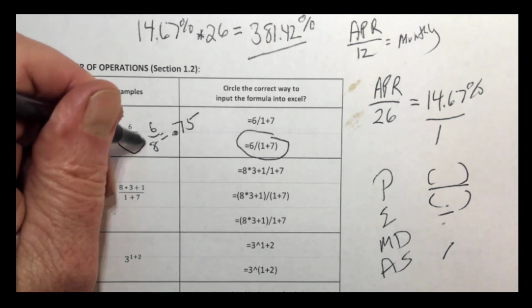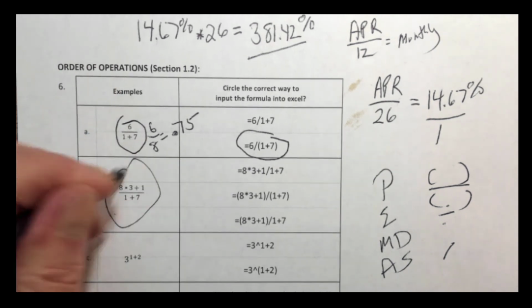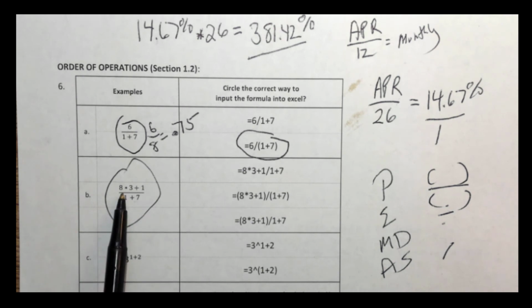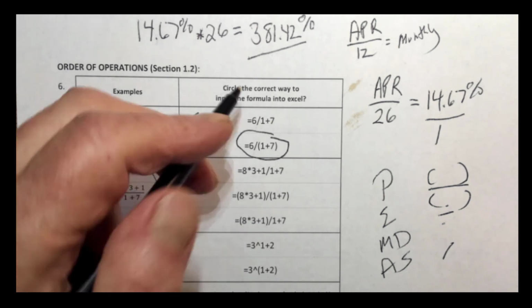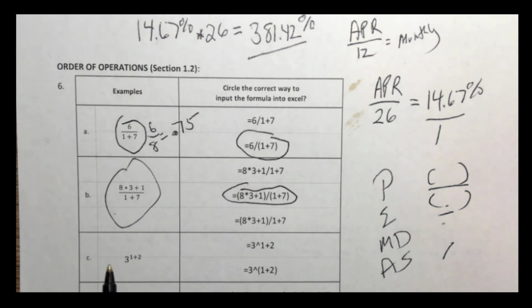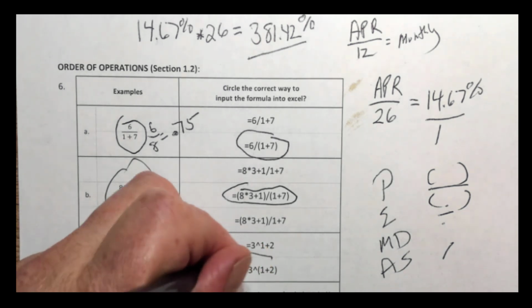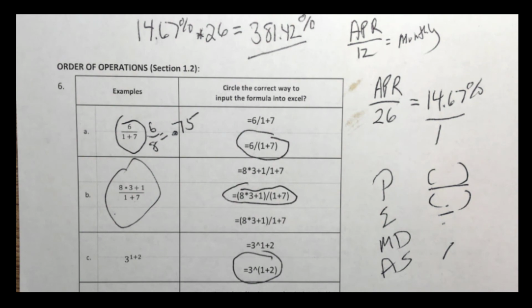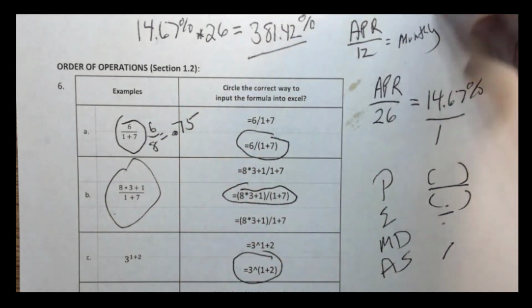All right, let's look at this one. Now, I'm just looking at making sure, this is the fraction bar. I'm going to make sure that the numerator is in parentheses and the denominator is in parentheses. There it is. This one here, a lot of times Excel and other programs will not handle this unless you put the exponent in parentheses. It's just a reminder. So that's this one here.